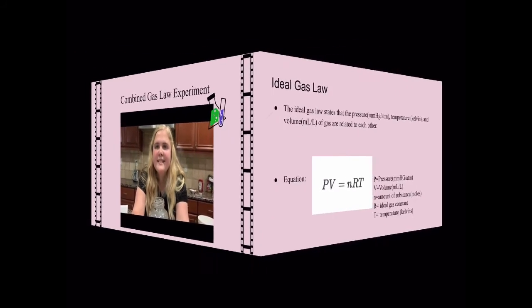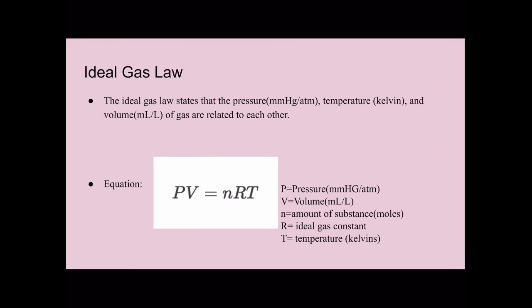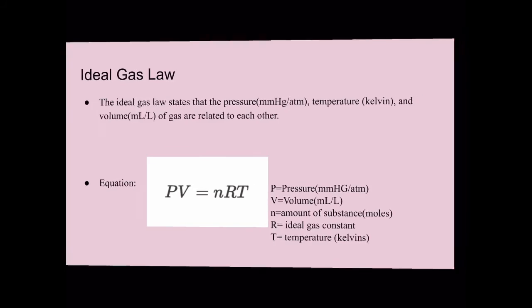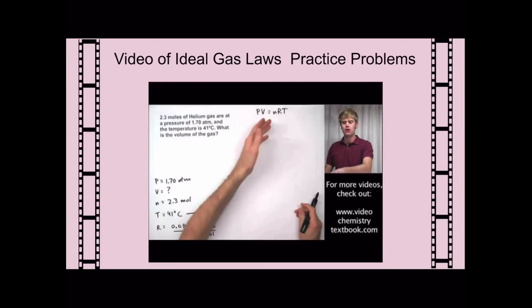So our next and final gas law is ideal gas law. It states that the pressure in millimeters of mercury or atmospheres, the temperature in Kelvin, and the volume in milliliters or liters of gas are related to each other. The equation used is pressure times the volume equals the amount of substance times the ideal gas constant times temperature. This is a video of example problems.